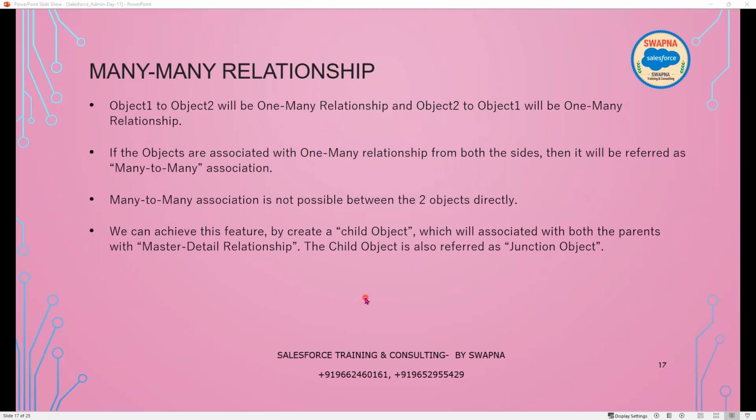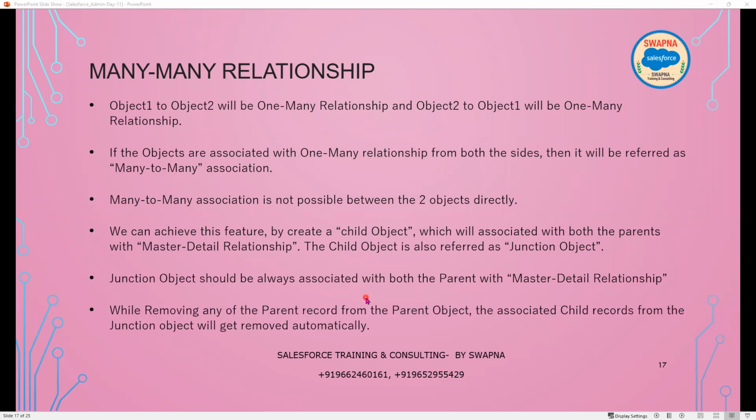We have two parents here, both with the master detail relationship. A junction object should always be associated with both parents through master detail relationships. You cannot go for the lookup relationship. When removing any parent record from the parent object, the associated child records in the junction object get removed automatically. That is the standard master detail functionality. If I remove the parent of a master detail relationship, ultimately the child will be deleted.